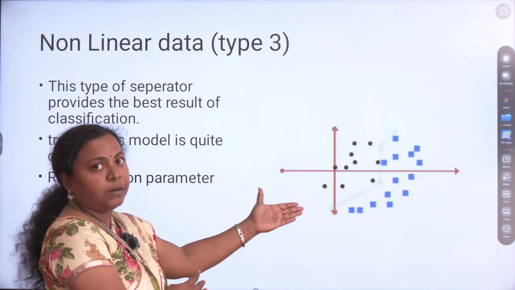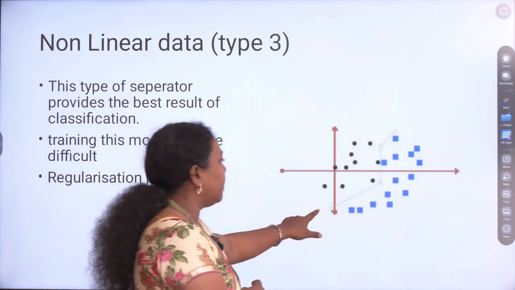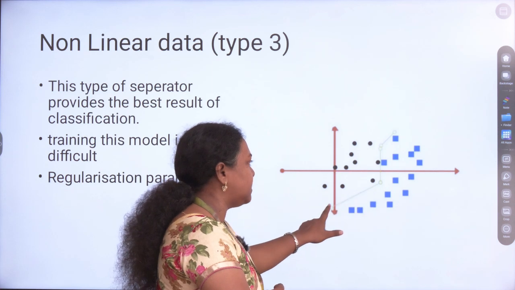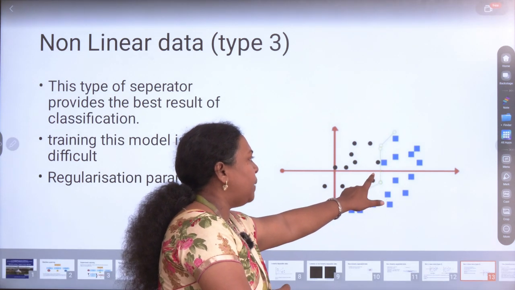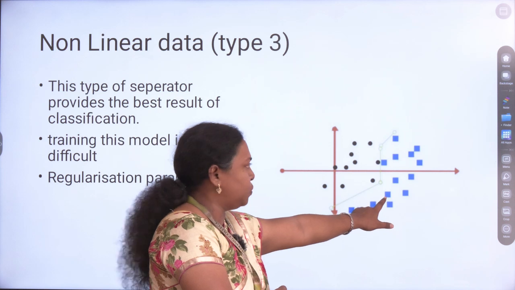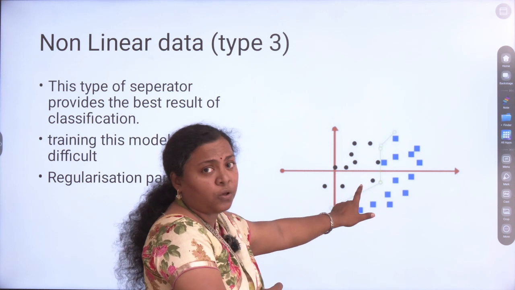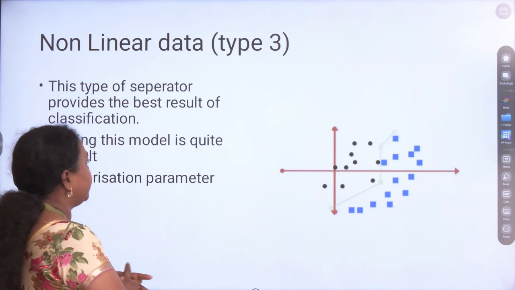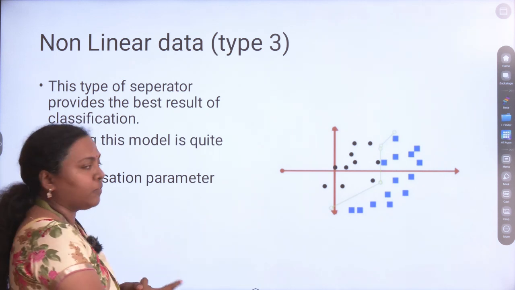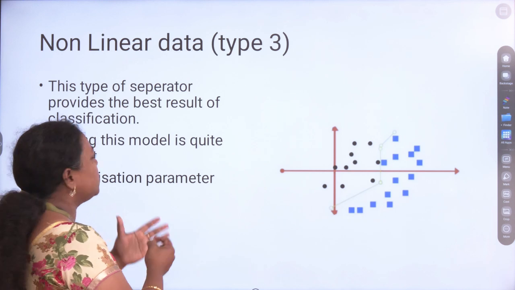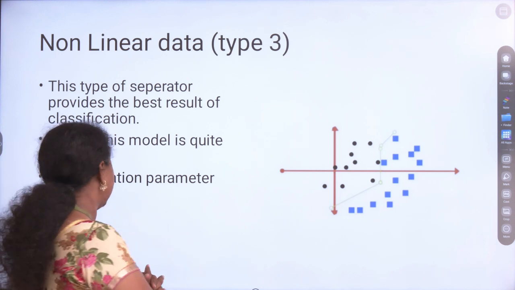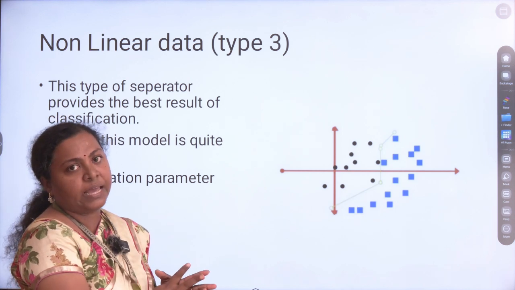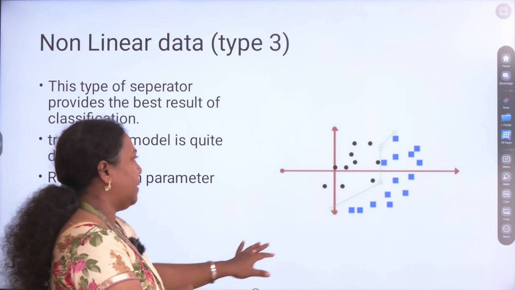How can the plane be drawn for this? You have to draw a separator in such a way that no black dot falls in the blue squares and no blue square falls among the black dots. This type of separator gives us the best classification result, but it is quite difficult. It is a complex task, and it can be achieved with the help of regularization parameters.